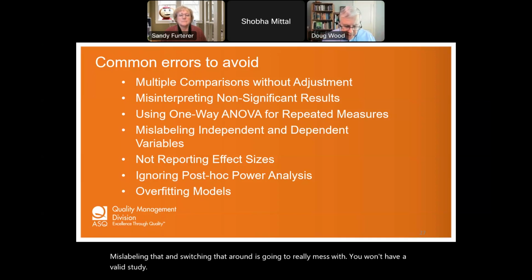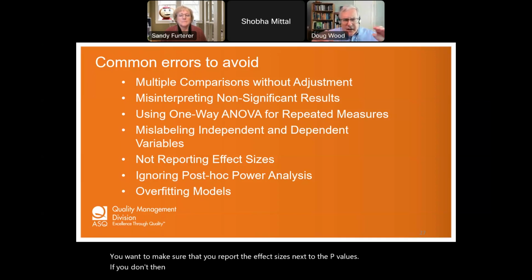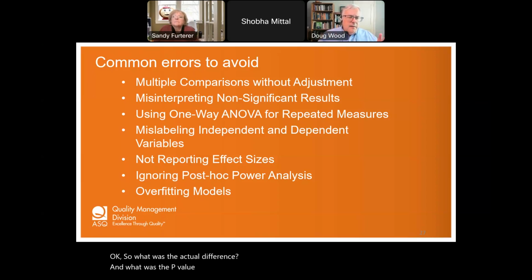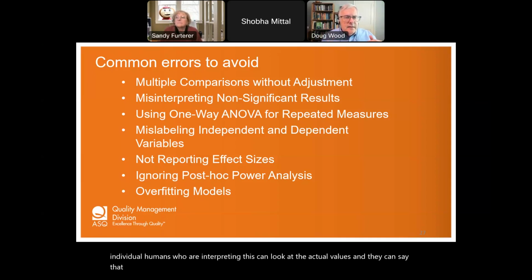You want to make sure that you report the effect sizes next to the p-values. If you don't, then the practicality of those differences gets muddied. So what was the actual difference, and what was the p-value? The leaders and individual humans who are interpreting this can look at the actual values and say, oh, well, that's not practically significant. Yes, there's a difference, but we don't care.